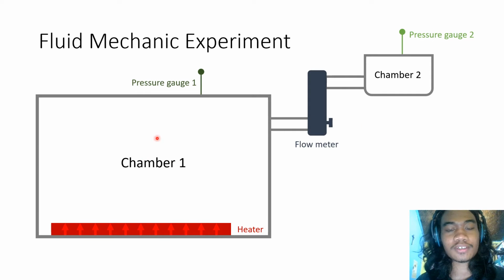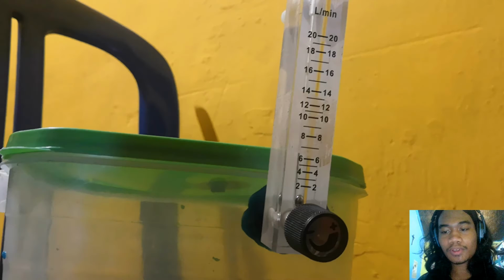For the experiment process, as I've already explained before, we'll heat up the air inside chamber 1 and see if the pressure increases and if the air will flow through the flow meter to the environment, which is chamber 2. And we'll see the relation between the area of the flow meter and the wind flow velocity. So this is the experiment.